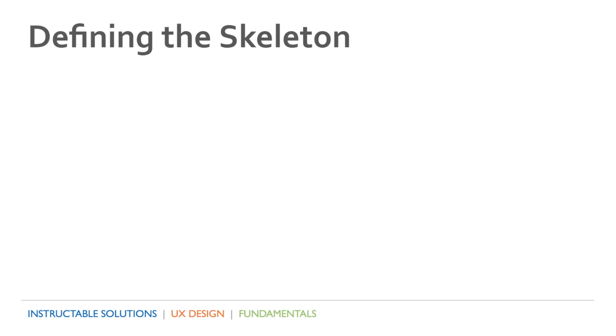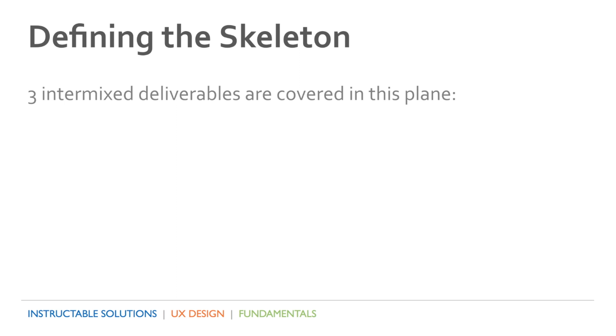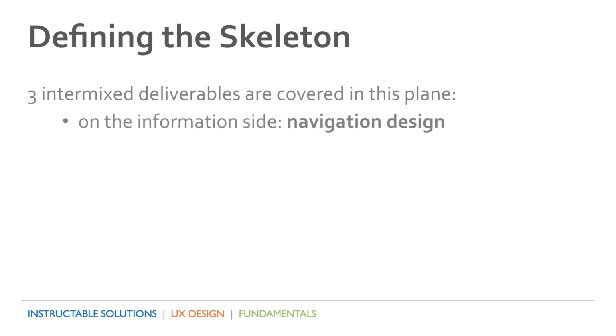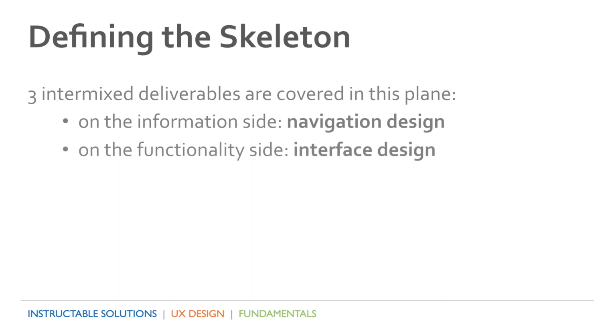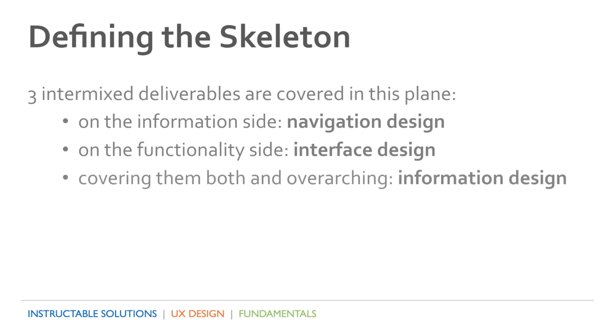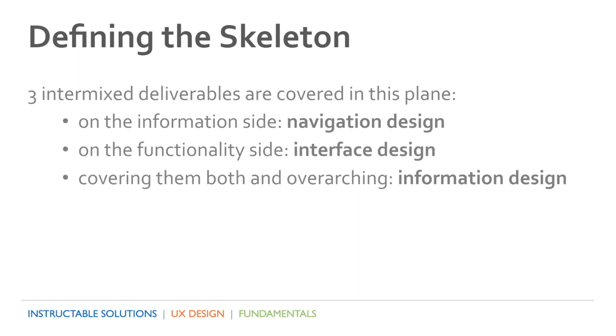When we define the skeleton, we look at it in 3 intermixed ways. The deliverables are, on the information side, navigation design, on the functionality side, interface design, and covering them both and overarching them is information design. Now, last week we looked at interface design, but this week we're going to cover navigation design and information design.